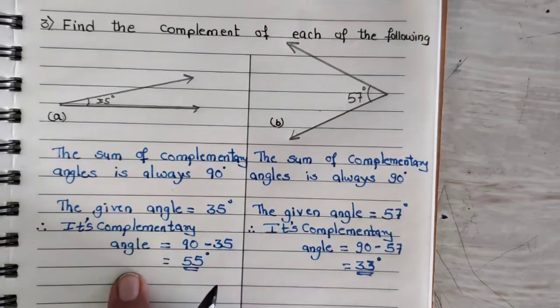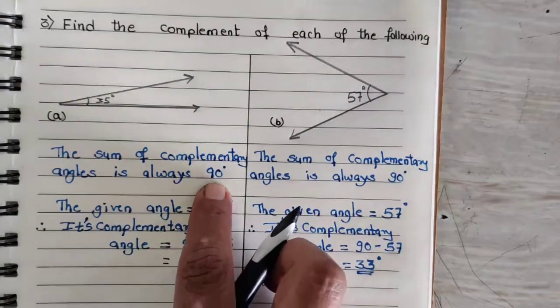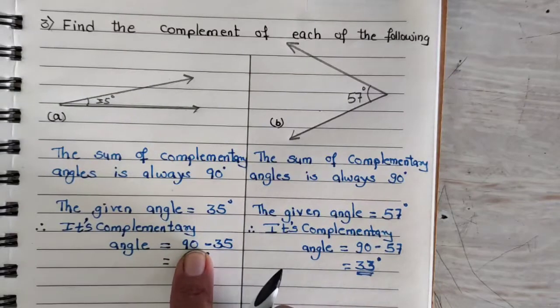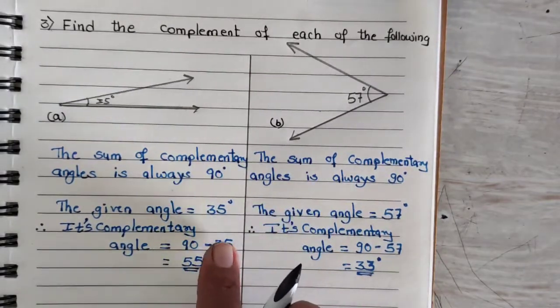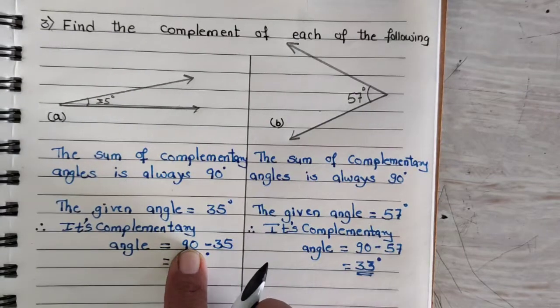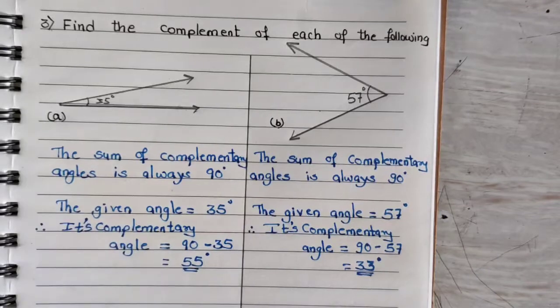For the complementary angle, we deduct the given angle from 90. But suppose you are finding the supplementary pair, then you deduct the given angle from 180, not 90. And whatever answer you get, you write it down here.